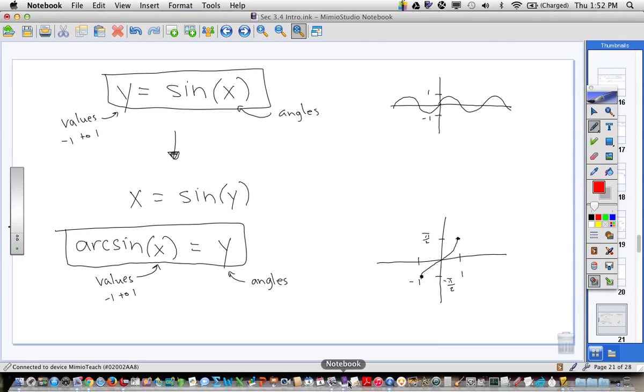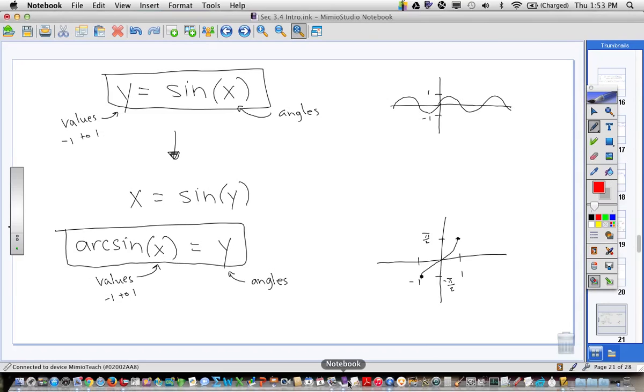The inputs, though, could be any number. And we usually think of them as angles. All right. And I drew a picture of the sine graph. Now, if we interchange the x and the y, we get x equals sine y, and now we want to solve for y, like we were doing on those other problems.